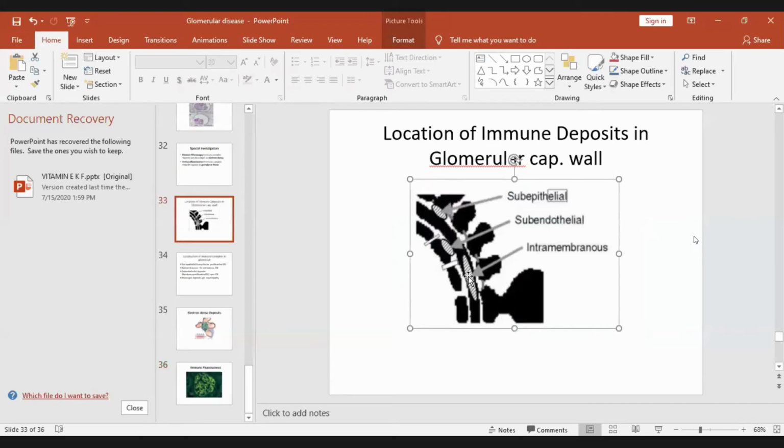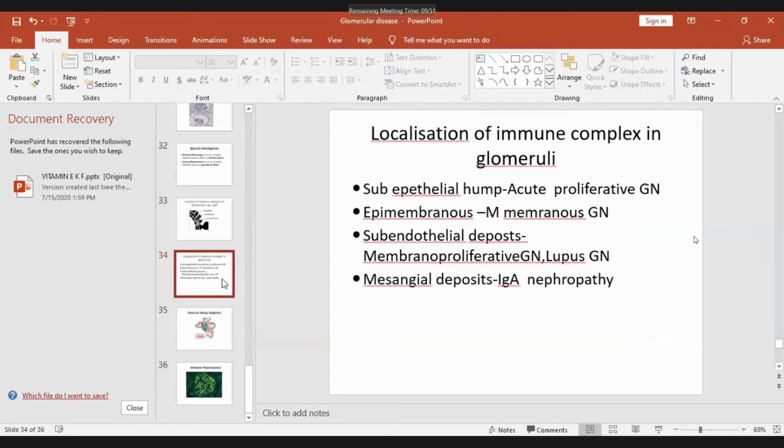Intramembranous means this is in the basement membrane. Subepithelial means it is deposited below the epithelium, and subendothelial means below the endothelium. Now subepithelial hump is seen in acute proliferative glomerulonephritis. Epimembranous means in the membrane, that is membranous glomerulonephritis.